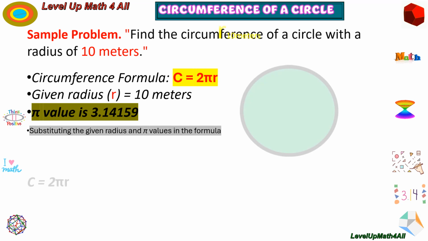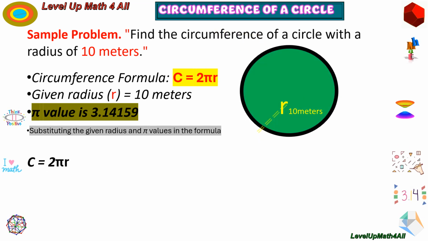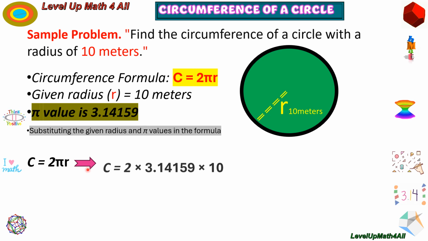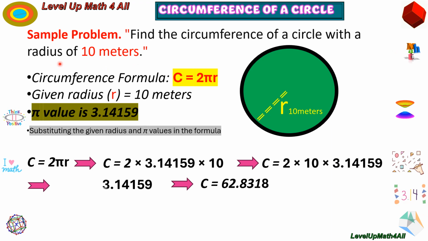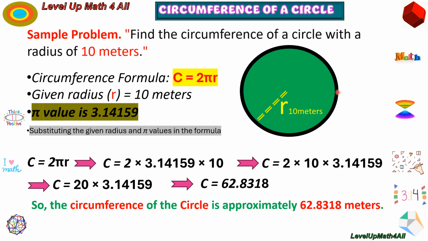Let's try to find the circumference of a circle. Here is a sample problem. Find the circumference of a circle with a radius of 10 meters. We have a circle with a radius of 10 meters, and we need to find the circumference, that is the full outer coverage of the circle. As we mentioned, the radius goes from the midpoint to any point on the edge. The given radius r is 10 meters, and we know the pi value is 3.14159. The circumference formula is C equal to 2 pi r.